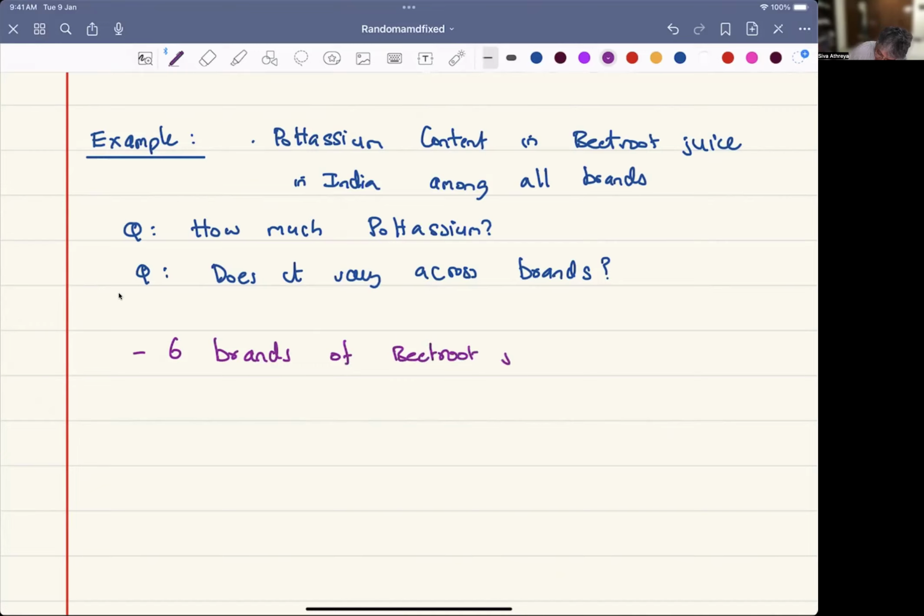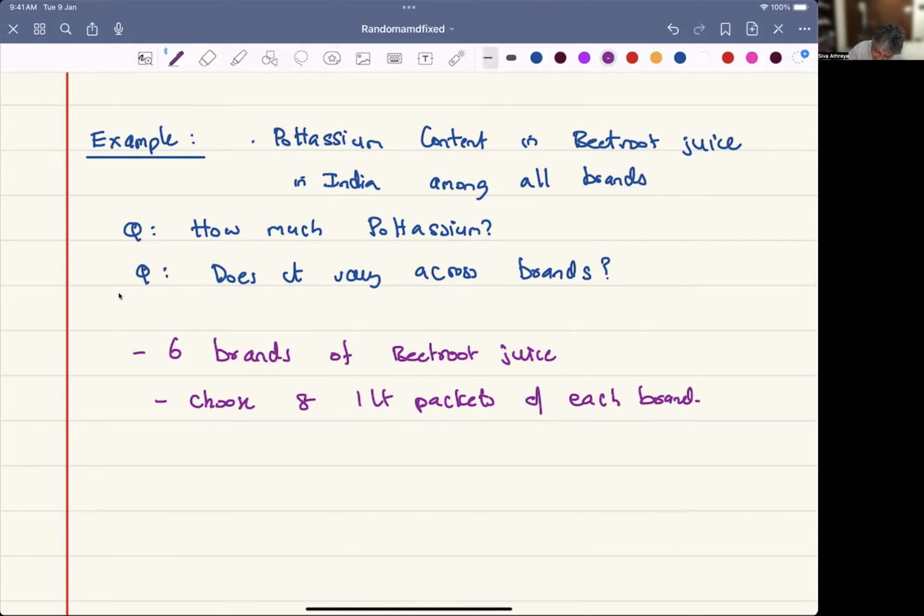So you go to the market and just find 6 brands, and then for each brand you choose eight bottles. Let's say we do the same thing for all these companies, let's say 8 1-liter packets of each brand. Then you want to understand what's the mean potassium content and does it vary across brands too.